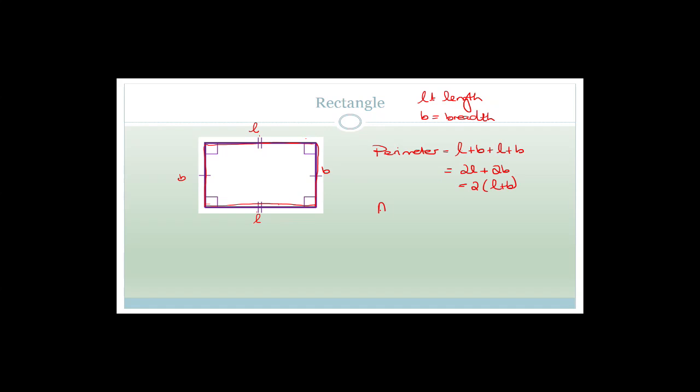The area is always, when you've got four-sided figures and they've got 90 degree angles, the area is always one side multiplied by the other side, so therefore this is just length times breadth. Nice and easy. Length times breadth.